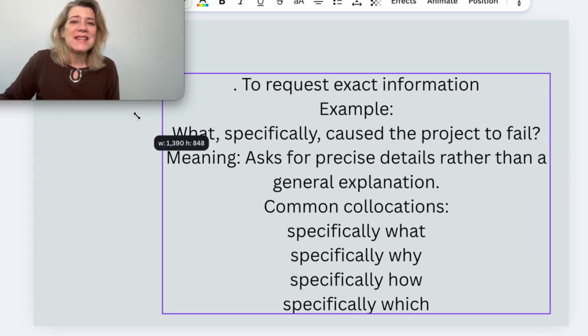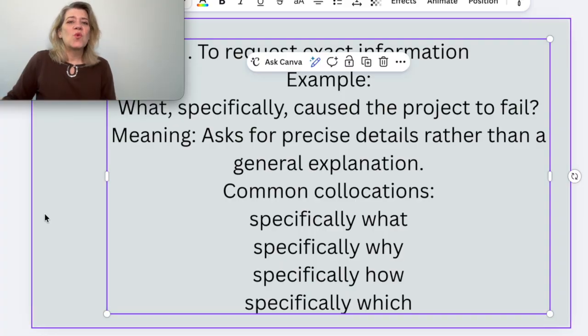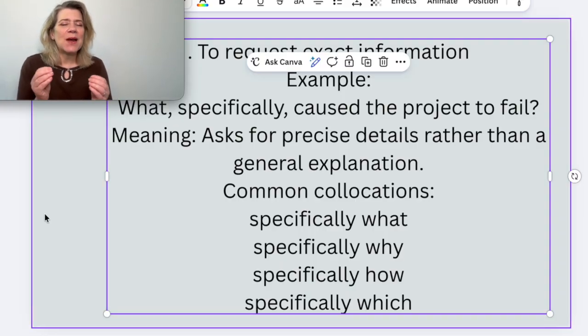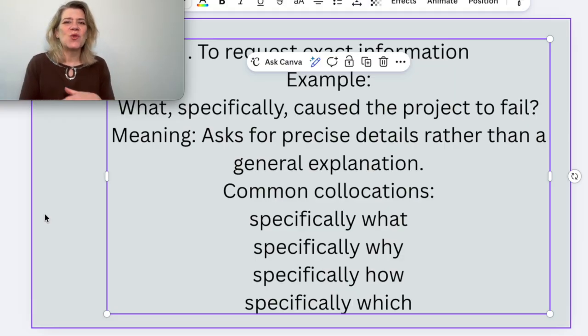It's to request exact information. What specifically caused the project to fail? This means I want precise details. I don't want general explanations. Specifically what? Specifically why? Specifically how? Or specifically which? What is the one thing that made this fail?